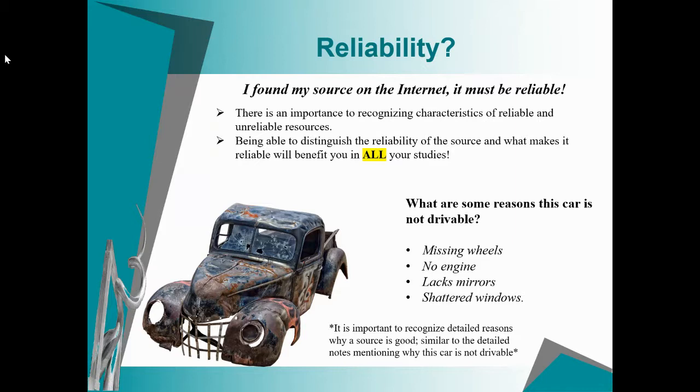I put a car here, for example. What are some reasons this car is not drivable? You're looking at it and you know it's not drivable. But when you think deeply about why this car is not drivable, it's missing its wheels, it has no engine, it's lacking its mirrors, and its windows are shattered. So just like looking at this car, it's important to recognize the detailed reasons as to why a source is good, similar to the detailed notes on why this car is not drivable.